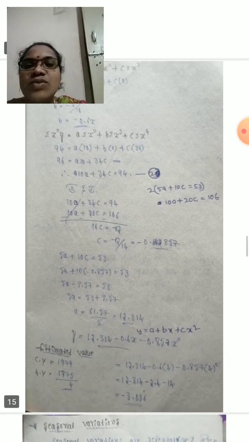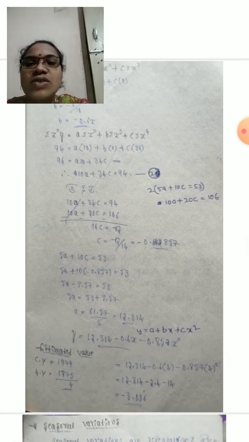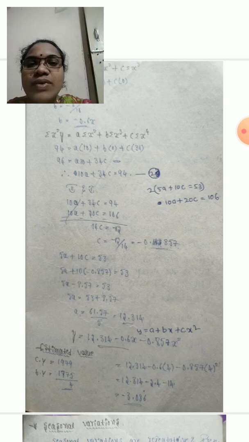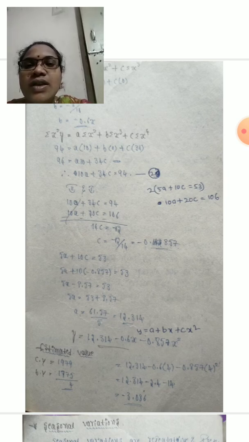Sigma x square y equals a sigma x square plus b sigma x cube plus c sigma x power 4. Sigma x square y is 94 equals a into sigma x square, which is 10, plus b into sigma x cube, which is 0, plus c into sigma x power 4, which is 34. So 10a plus 34c equals 94. That is equation 2.